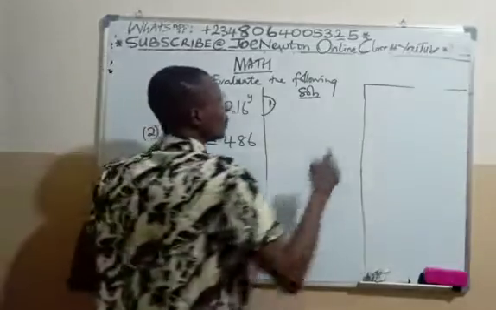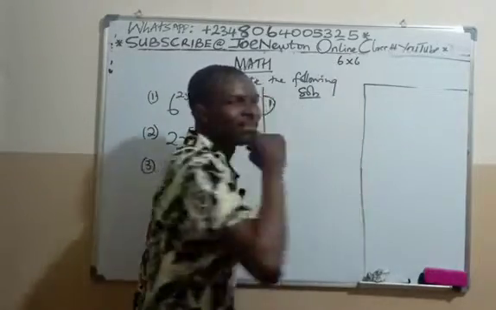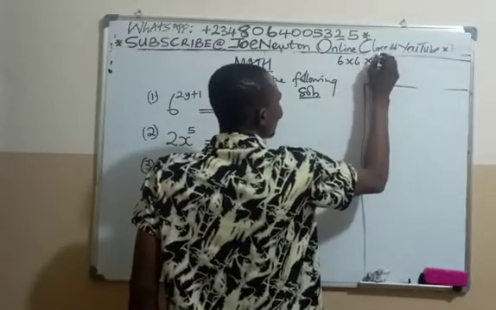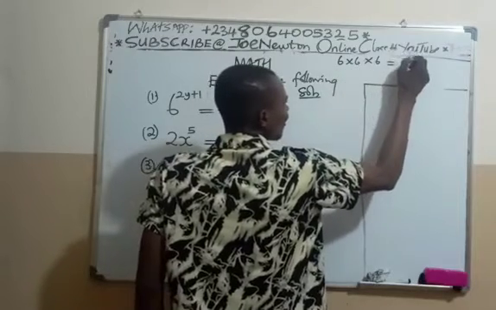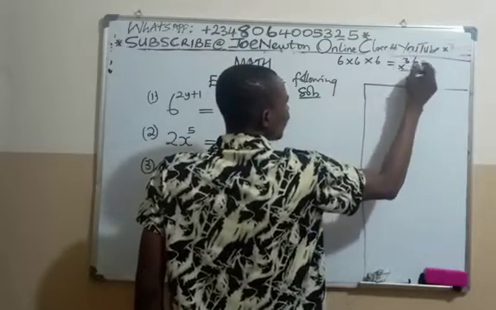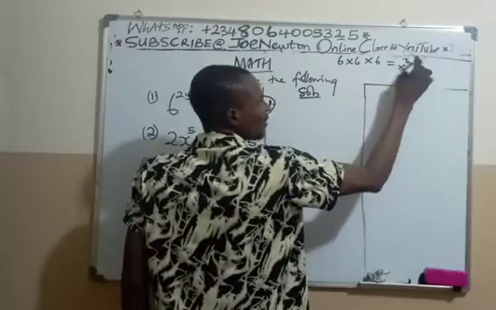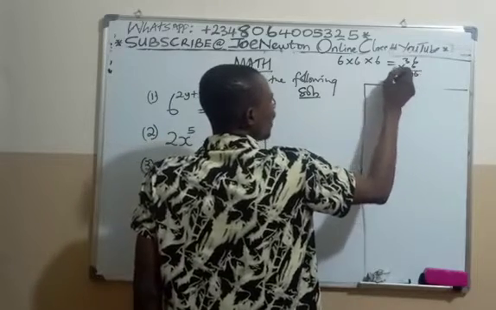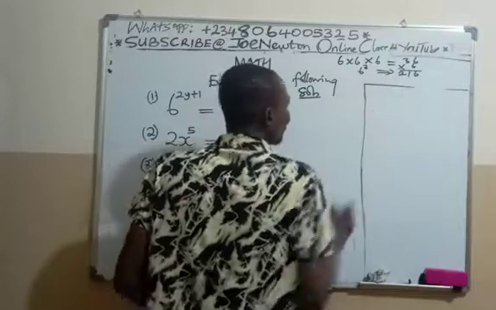Let's check it out. 6 times 6 gives us 36. Then 36 times 6. 6 times 6 is 36. You write 6 carry 3. 6 times 3 is 18 plus 3, 21. So we can see that 6 raised to the power of 3 gives us 216.